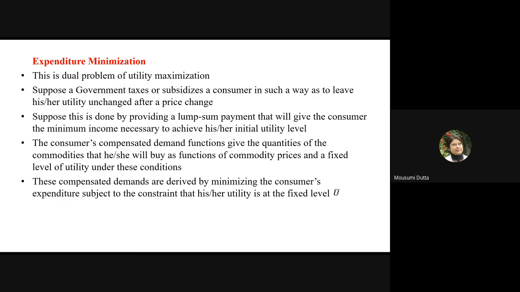So last day, the demand we derived were functions of P1, P2, and M, income. And today, the demand we will derive will be a function of P1, P2, and U star or U naught, a fixed level of utility. So a fixed level of utility will appear as one of the parameters in the equation. These compensated demands are derived by minimizing the consumer's expenditure or budget subject to the constraint that his or her utility is fixed at a particular level, say U bar.